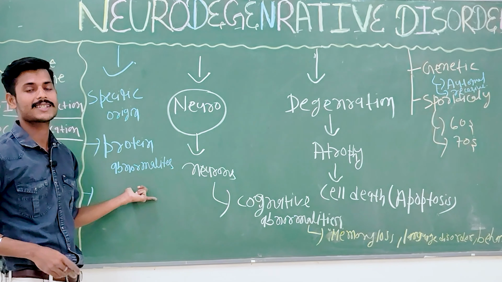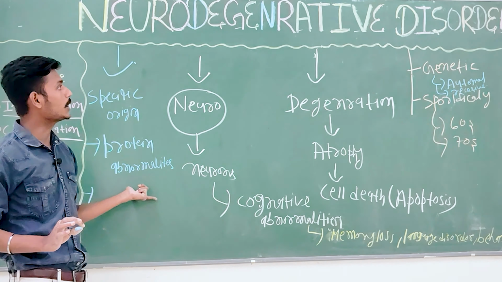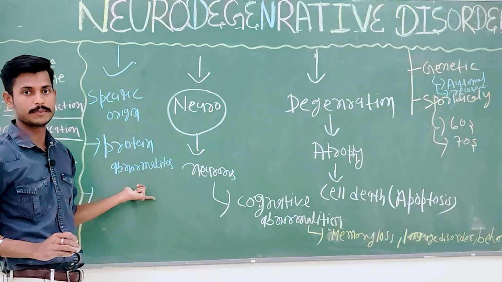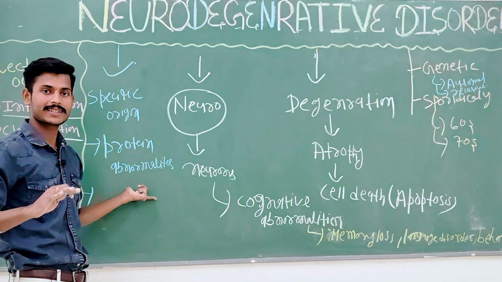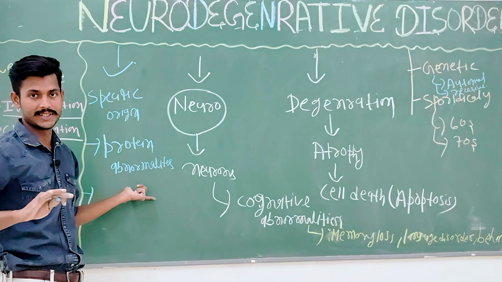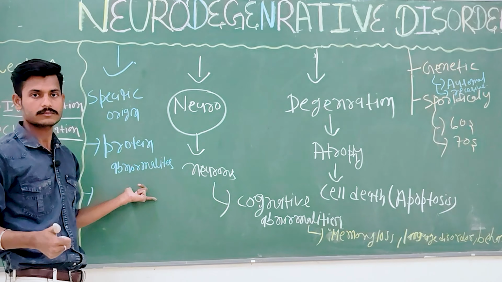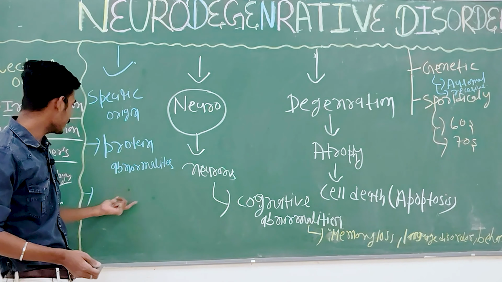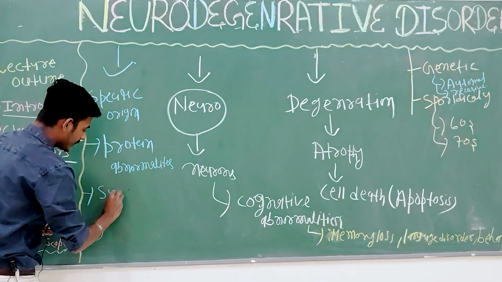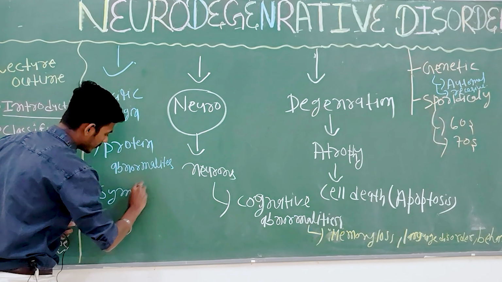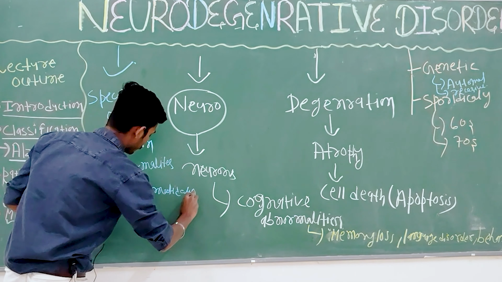So if we're talking about the management of neurodegenerative disorders, most of them are managed symptomatically. There is no permanent cure for neurodegenerative disorders. For some of them, you can sustain, that is slow, the progression of the disease, but you cannot reverse it back to the normal state. Are you guys understanding? So there is symptomatic management.